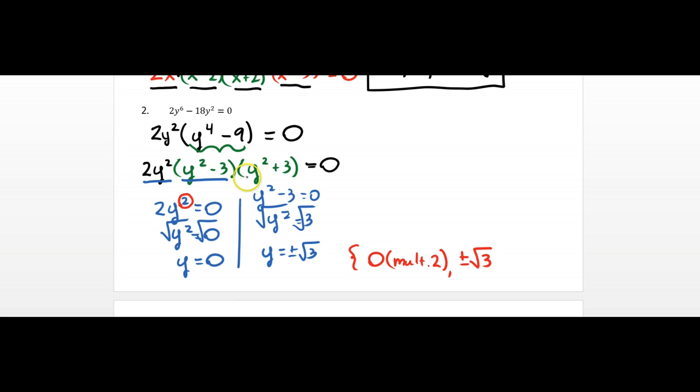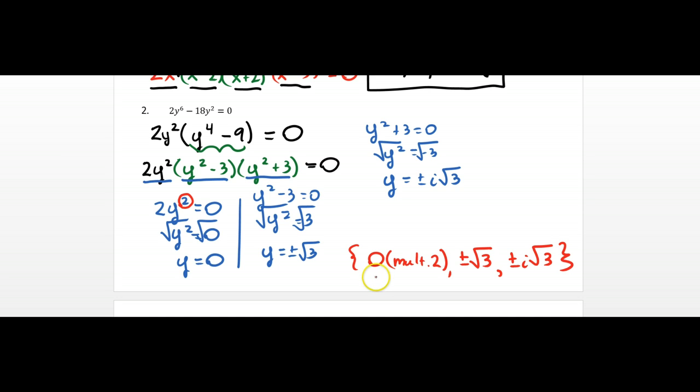And then finally, if y squared plus 3 is equal to 0, that means that y squared would be equal to negative 3. If we take the square root of both sides for that equation right there, we get y is equal to plus or minus i radical 3. So we actually get two imaginary answers for this as well. Not only plus and minus radical 3, but also plus and minus i radical 3. So for this one, we have 0 with multiplicity 2, plus or minus radical 3, and then plus or minus i radical 3 for our solutions.